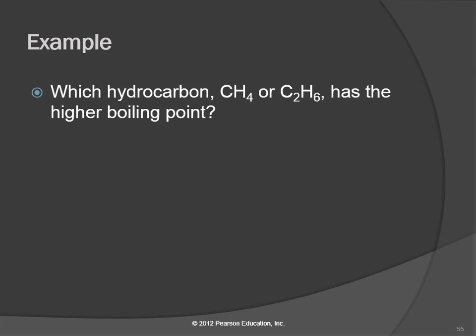So we should be able to answer questions like this. Which hydrocarbon has the higher boiling point? So these are two molecules, but they are similar because they both contain only carbon and hydrogen. So which one of these is bigger? This one's bigger, right? You could calculate the molar mass, or you can just think about it. Well, this one's got 2 carbons and 6 hydrogens. That's 1 carbon and 4 hydrogens. This has to be larger.